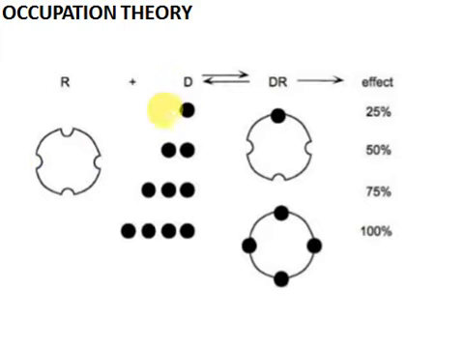So if only one drug binds, we'll get only 25% effect. If 2 drugs bind to the receptor sites, then we'll get 50% effect. If 3 drug molecules bind with the receptor site, means if the 3 receptor sites are occupied with the drug, then we'll get 75% effect. And if all of the binding sites are occupied, then in that case we'll get 100% of the effect, right?